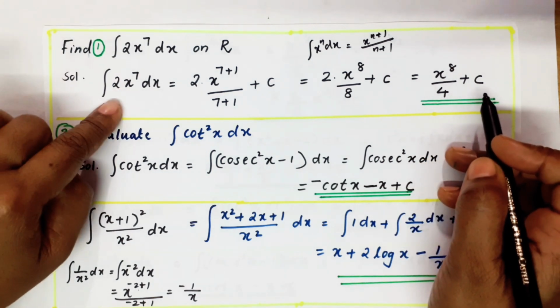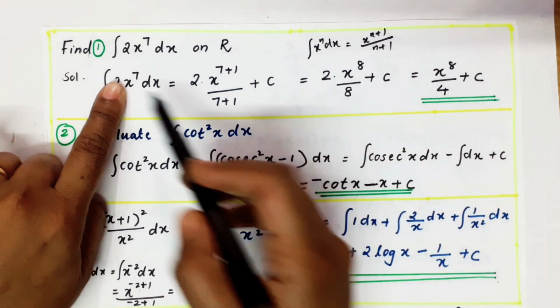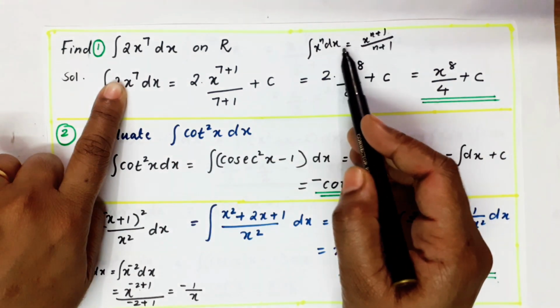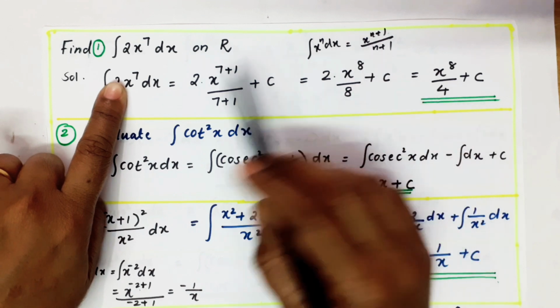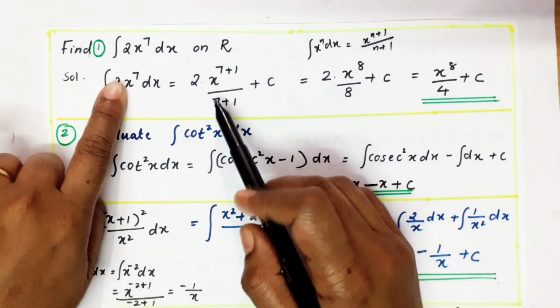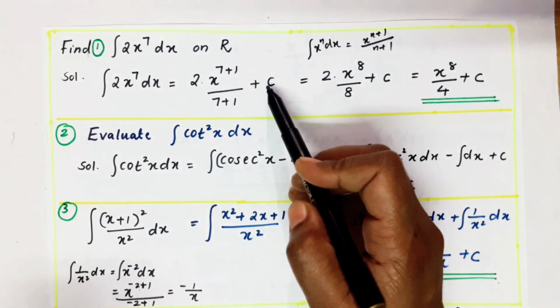Clear? 2 is a constant. 2 we have taken out. Integral of x power 7 we are integrating with this formula. The power is 7, so 7 plus 1. X power 7 plus 1 by 7 plus 1.